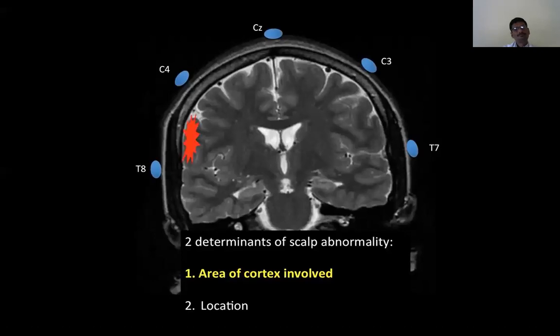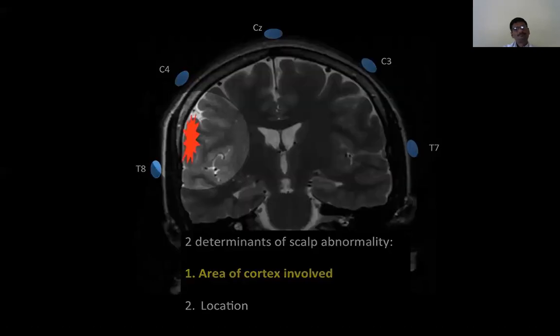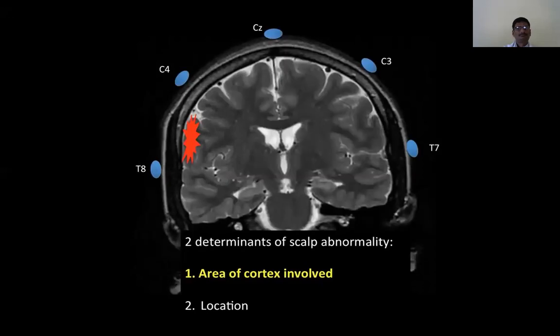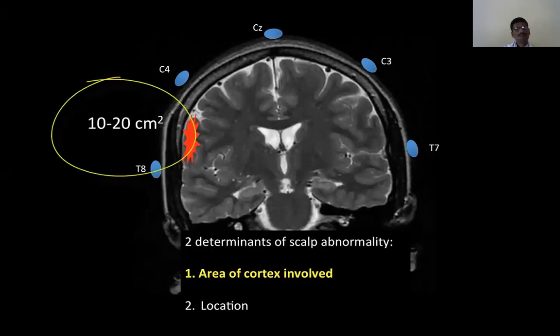If a larger area is involved, such as shown here, it might be more likely that this abnormality would be picked up by scalp electrodes. In general, 10 to 20 square centimeters of cortex has to be involved in order for the abnormality to be consistently demonstrated on scalp EEG.